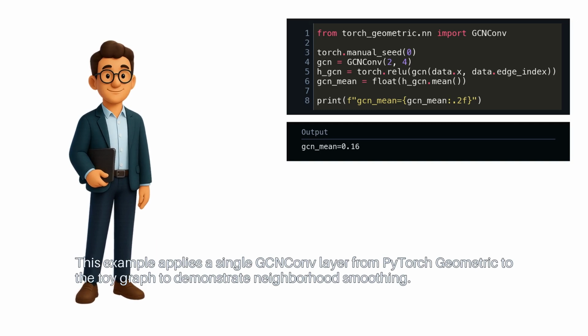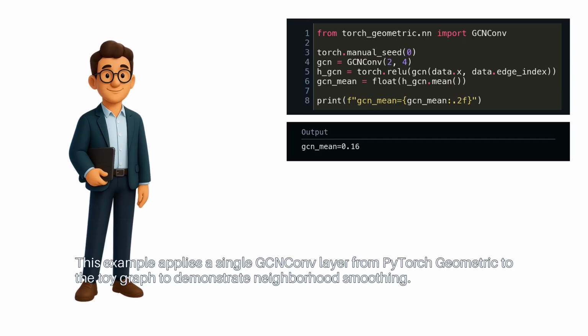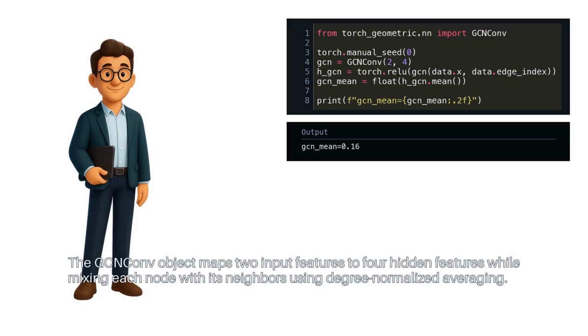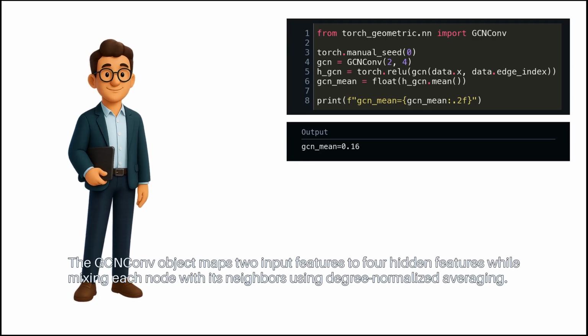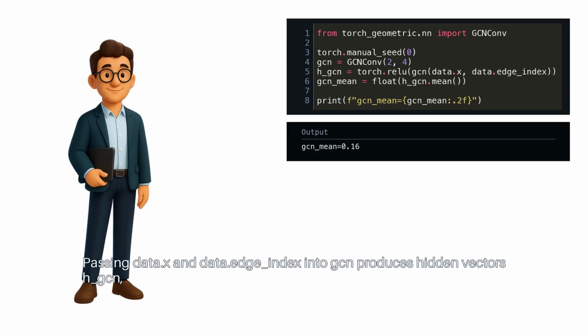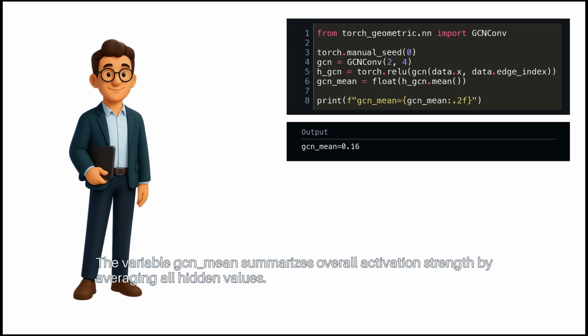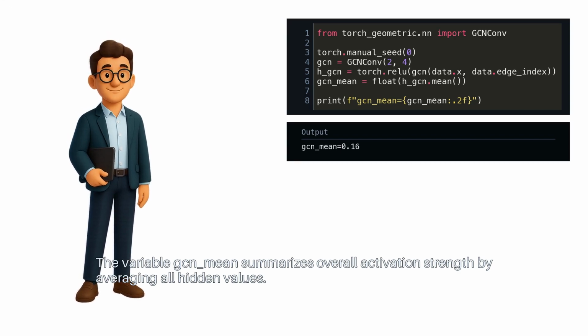This example applies a single GCNConv layer from PyTorch Geometric to the toy graph to demonstrate neighborhood smoothing. The GCNConv object maps 2 input features to 4 hidden features, while mixing each node with its neighbors using degree-normalized averaging. Passing data.x and data.edge_index into GCN produces hidden vectors h_gcn, and ReLU keeps only non-negative activations to reveal the smoothed magnitude. The variable gcn_mean summarizes overall activation strength by averaging all hidden values.